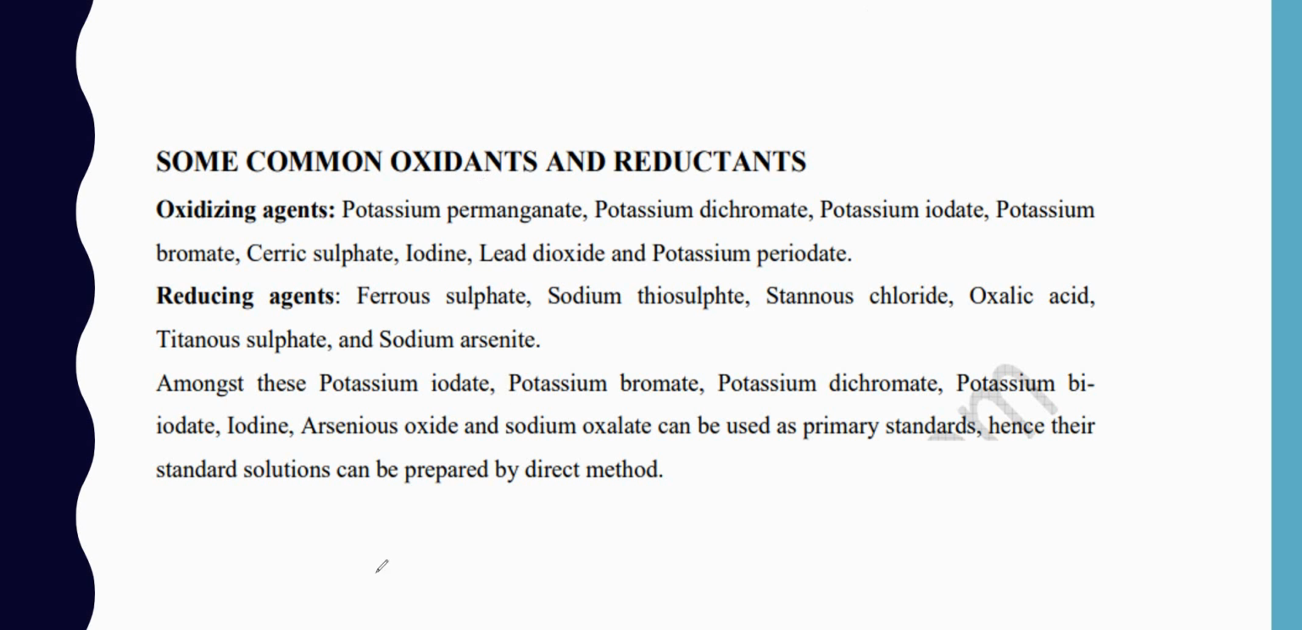So out of these oxidizing agents and reducing agents, these are your primary standards, because we can directly prepare their solutions without standardizing. This is also very important. A question can come in GPAT, like which of the following is an oxidizing agent that can also be used as a primary standard. So you need to know that potassium iodate, bromate, dichromate, and biiodate are the oxidizing agents which can be used as primary standards, and arsenous oxide and sodium oxalate are the reducing agents which you can use as primary standards.